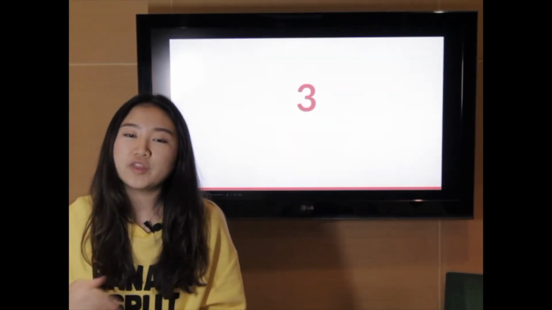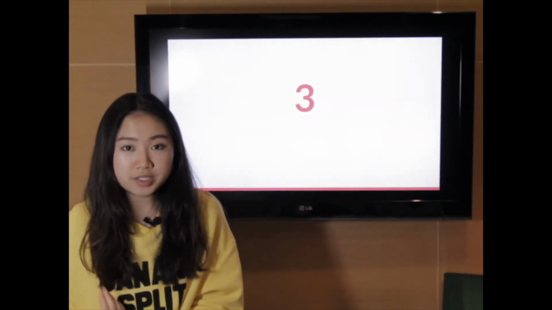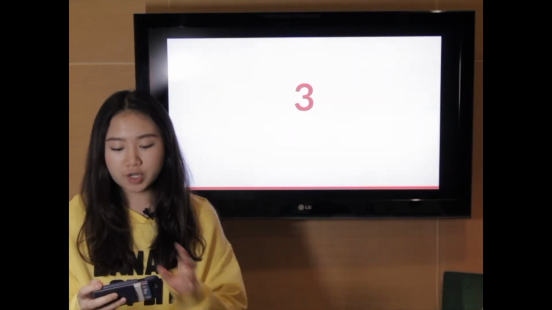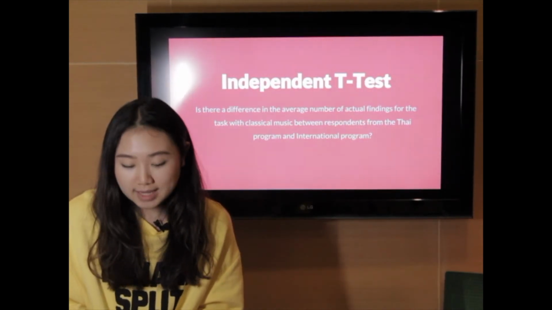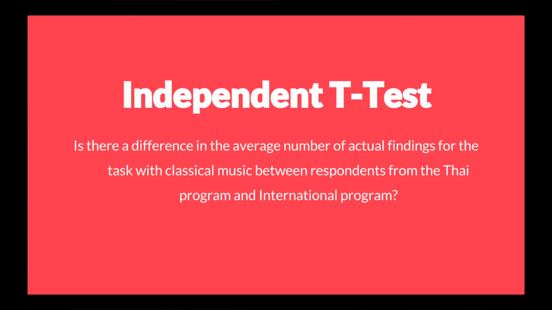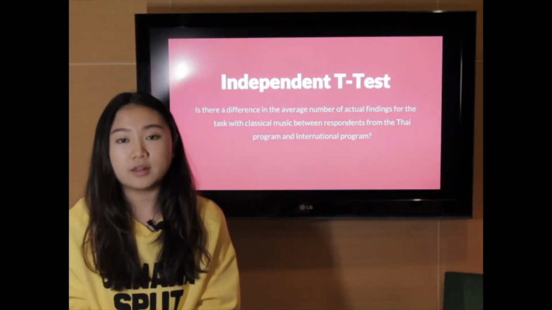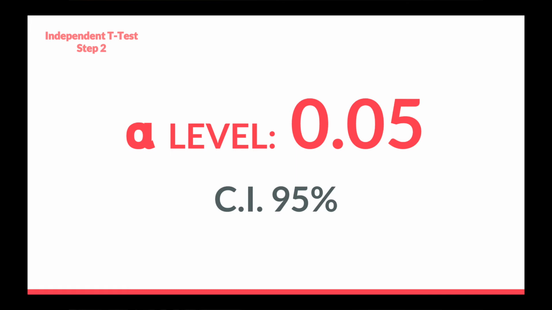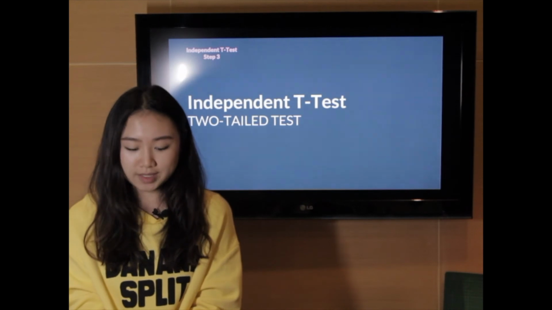For the third hypothesis testing, because we found that classical music had the most positive impact on the concentration level of our respondents, we've decided to focus on this specific genre. So our test here is an independent t-test, and we're trying to find whether or not there's a difference in the average number of actual findings and the students' school program, whether they're from the Thai program or from the international program. And our null hypothesis is that there's no difference, and our alternative hypothesis is that there is a difference. So again, our alpha level is 0.05, and it is going to be a two-tailed test.